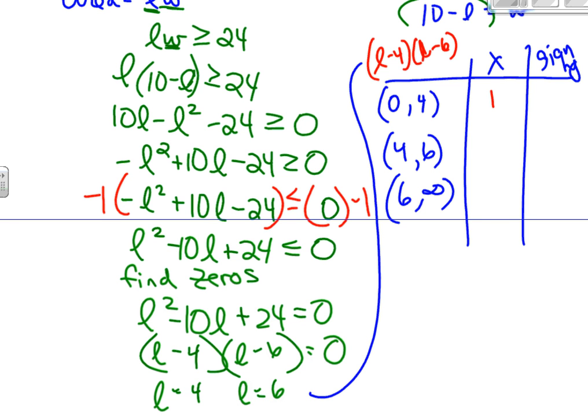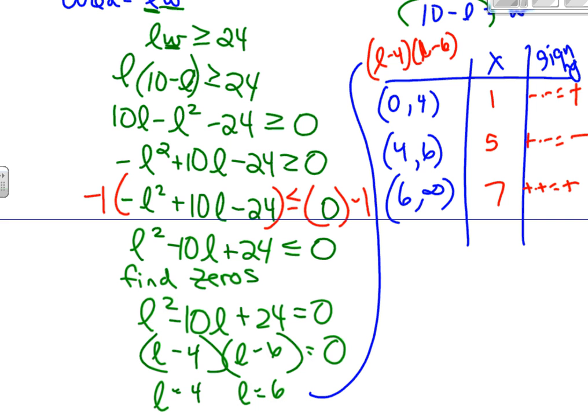So, Bo, when I put in 1, is that positive or negative? Negative. And a negative times a negative is what? Positive. Pick something between 4 and 6, Madison T. 5. And when I put in 5, positive or negative? Positive and negative. A positive times a negative is a negative. Ellie, 6 to infinity, 7. Positive or negative? Positive times a positive is a positive.